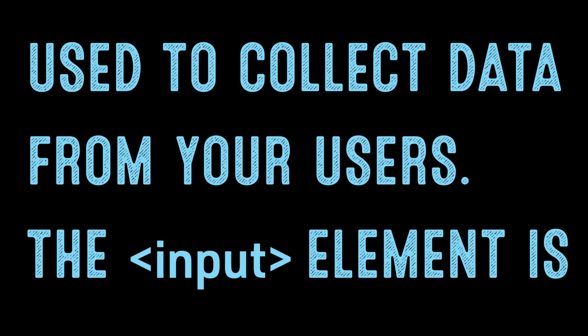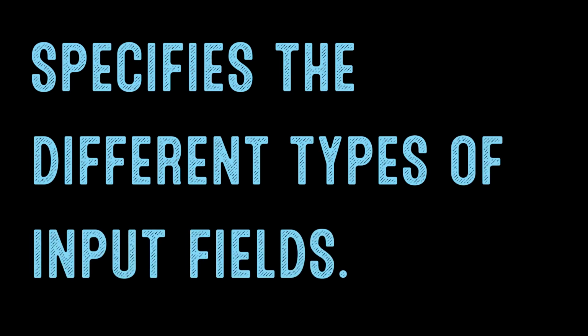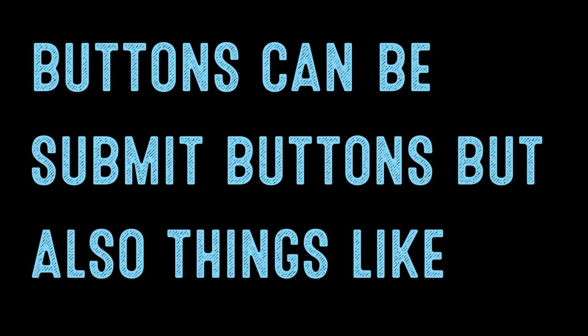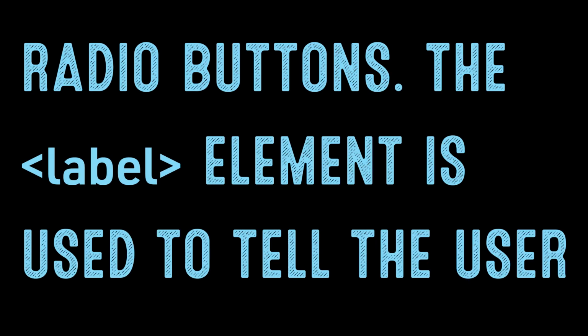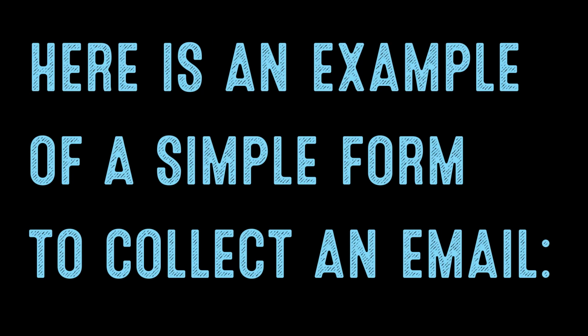your users. The input element is used in conjunction with the type attribute, which specifies the different types of input fields. These include text fields, checkboxes, and buttons. Buttons can be submit buttons, but also things like radio buttons. The label element is used to tell the user what kind of information you want from them. Here is an example of a simple form to collect an email.